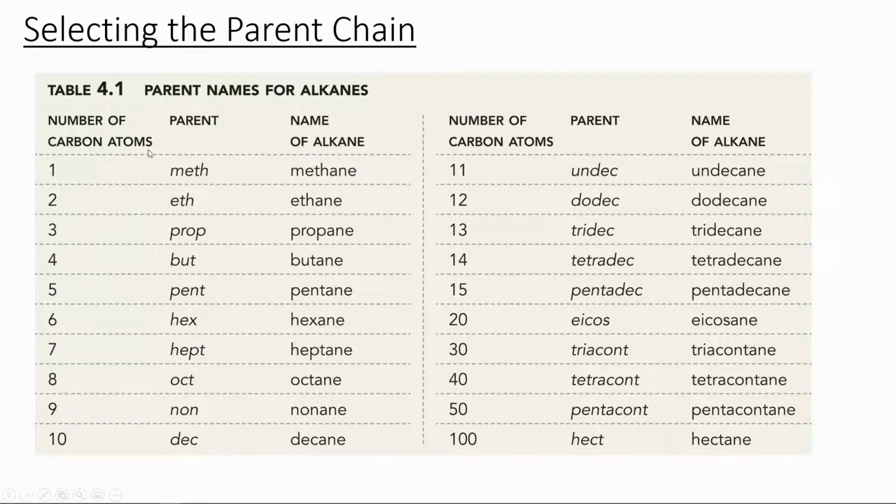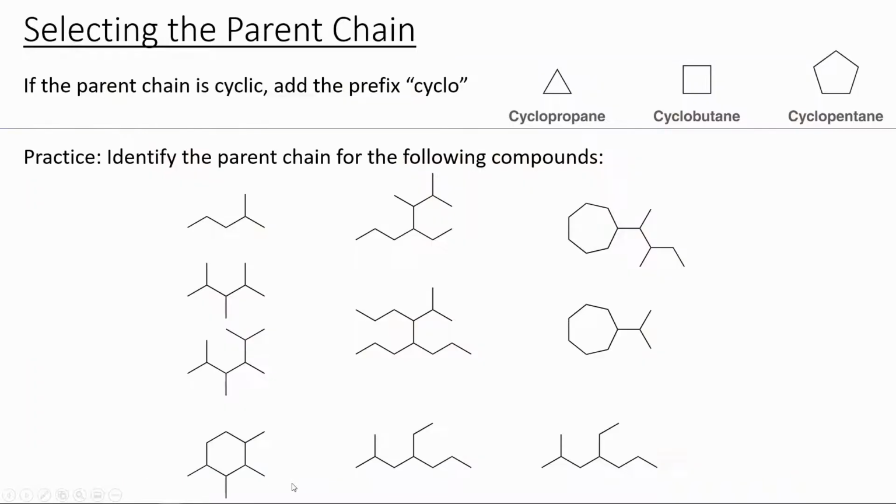And so here's Table 4.1 from your textbook, which includes the parent name for all of the potential carbon chain lengths up to 15, as well as a few larger ones. You're responsible to memorize the first 10 and to be able to name compounds up to carbon length 10. If the parent chain is a ring, meaning the longest chain length is a ring, then we're going to add cyclo, and we looked at this specific example here in class. But here are a few more examples that will be included in the workbook for you to try.